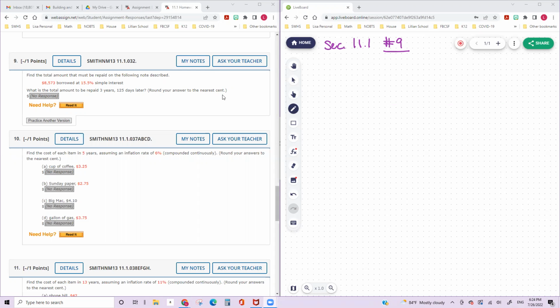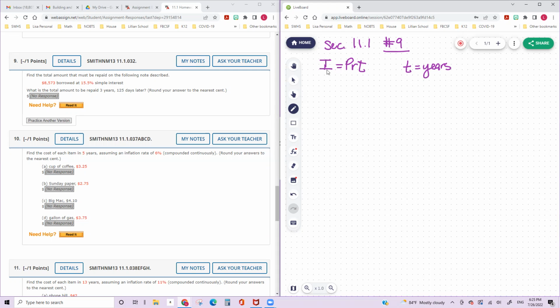Okay, so we're going to start out with our simple interest formula, which is I equals P R T. Keep in mind that P is your principal, your rate needs to be in decimal form, and your T needs to be in years, and that is going to be very important. That is going to be a different part of this particular problem because we have this thing over here that says 125 days later.